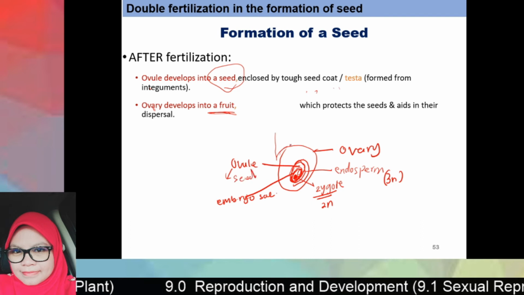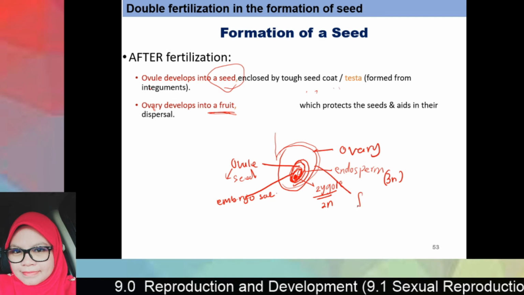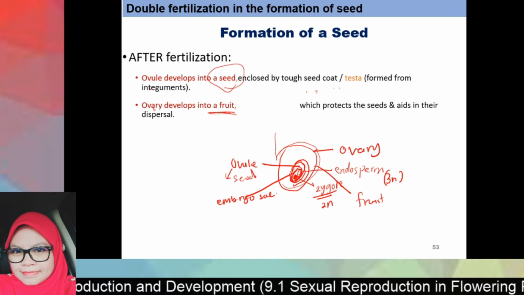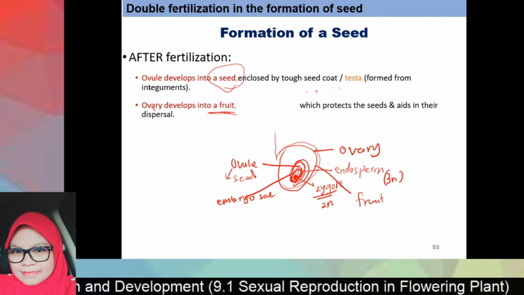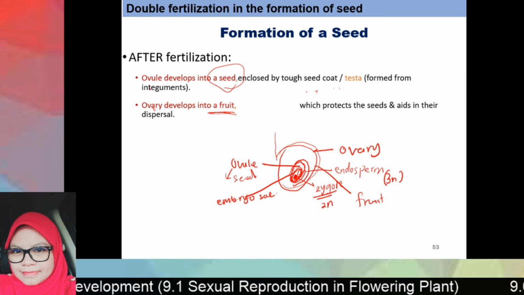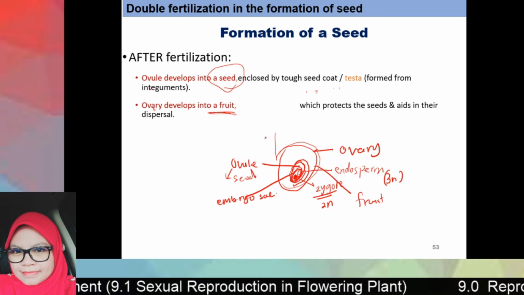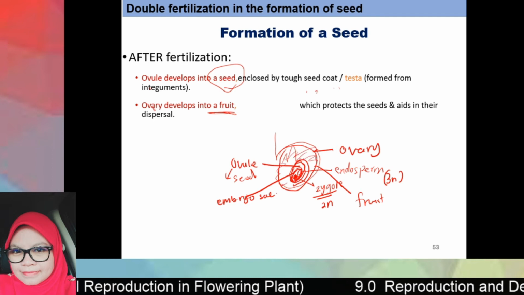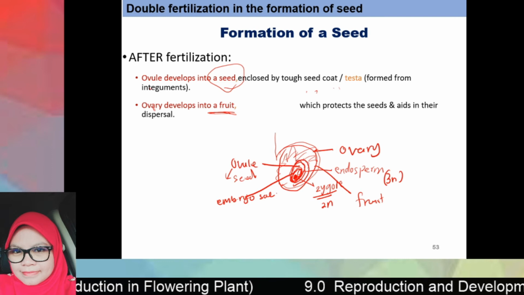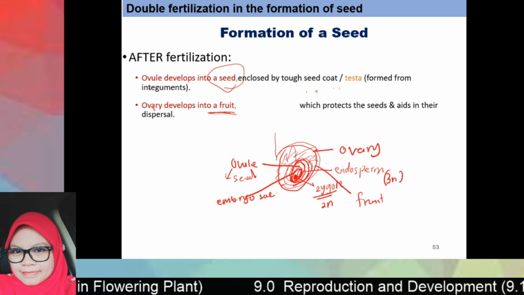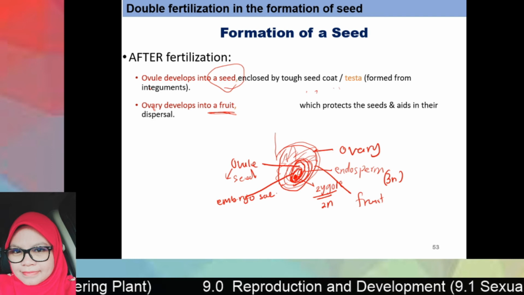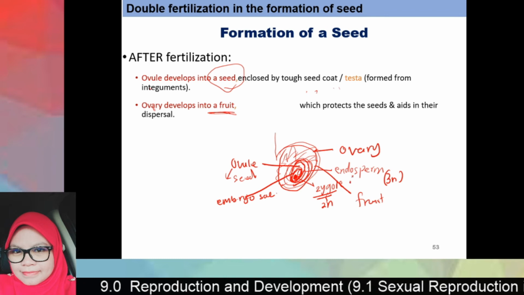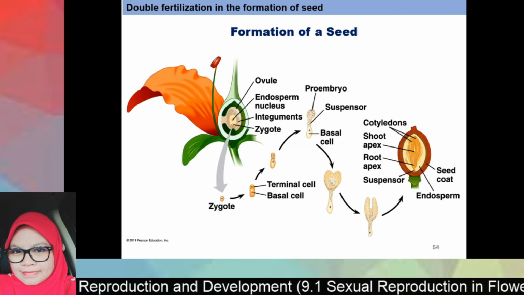And then the entire structure of the ovary will become a fruit. For example, mudah saja. Contohnya adalah buah mangga. So, semua fleshy area yang kita makan tu, semua bahagian kuning yang sedap, yang manis, itu semua adalah daripada ovari. Dan biji mangga itu, keseluruhan biji mangga itu adalah struktur ovule. Dan di dalam biji mangga itu terdapatnya zygote dan adanya endosperm. Okay.